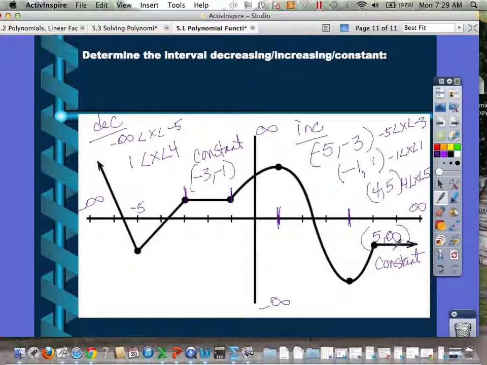Think of it as if you had a little bug or a person walking. Are they going down from here to here, or are they going up? If you think of it that way, it'll help you a whole lot. Put a little person over here: is it going down or up? All right, so that's determining the increasing, decreasing, and constant intervals.